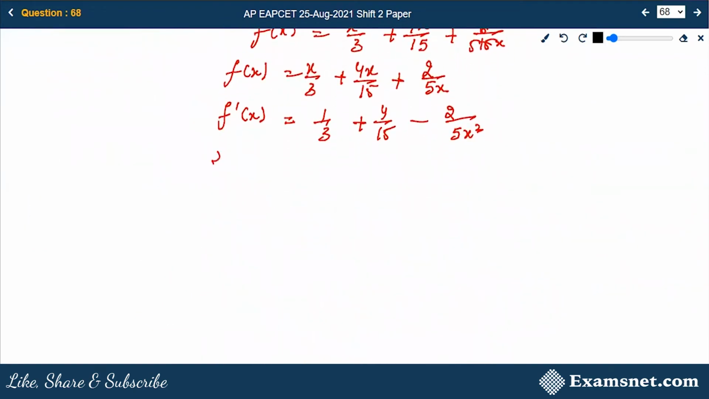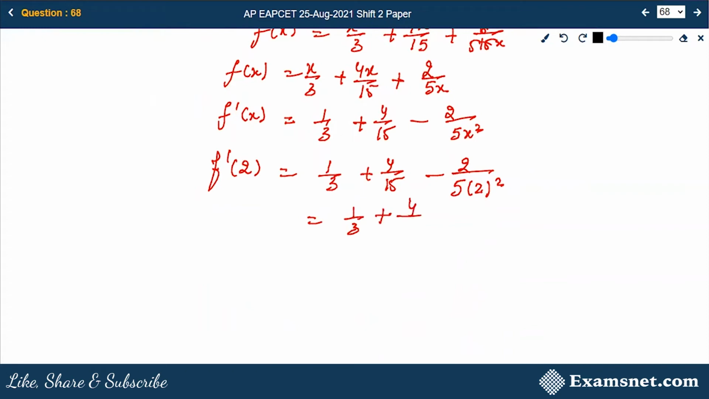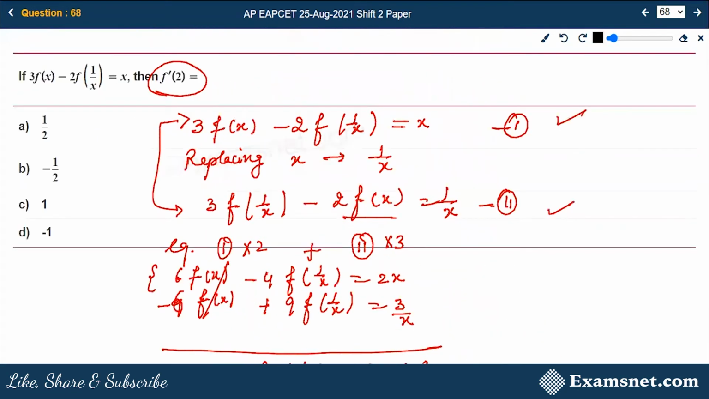Now this is pretty simple. Fill x equal to 2: 1 by 3 plus 4 by 15 minus 2 into 2 raised to power 2, which will give you 1 by 3 plus 4 by 15 minus 2 upon 20. You will solve this whole thing. You will get the answer as 15 upon 30, or 1 by 2, which is your answer. So the correct option is option number A. Correct. Let's move to the next question.